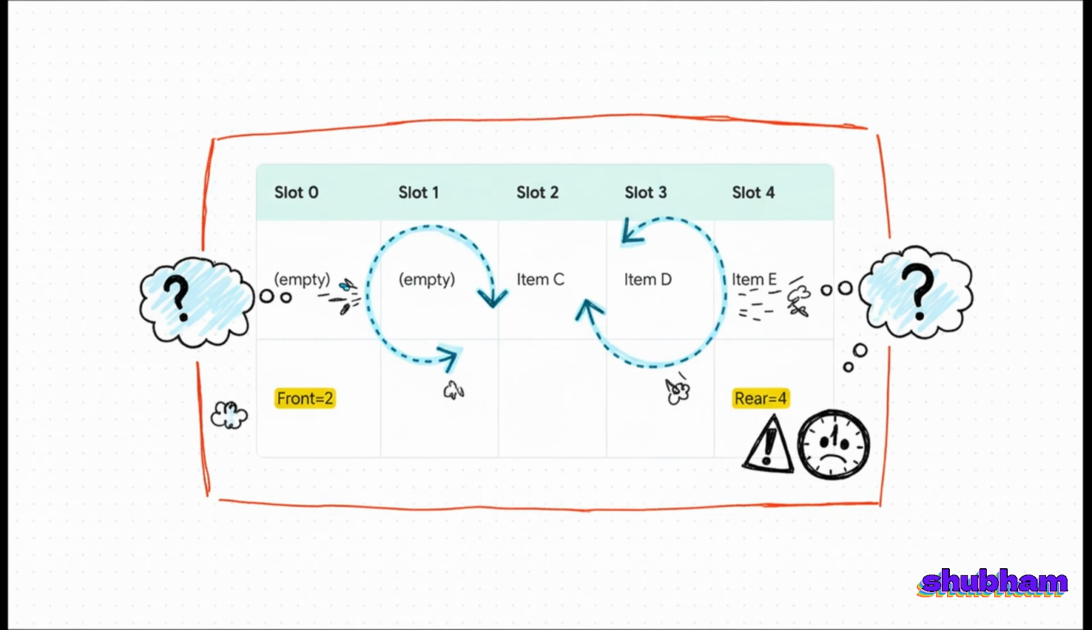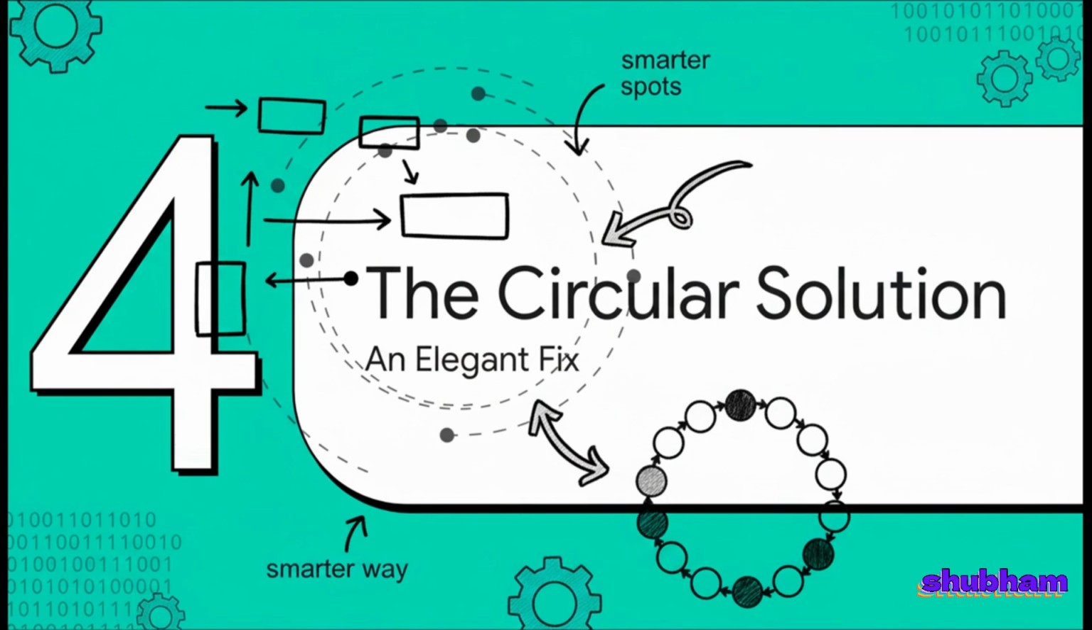This slide shows the problem perfectly. So as you can see, we already processed items A and B, so our front pointer has moved up to slot number 2. But now look at the rear. It's at the very end, at slot 4. The system thinks the queue is full because the rear has hit the wall, it can't move any further. But look, slots 0 and 1 are totally empty. This isn't just a weird quirk, it's a huge waste of resources. That's memory just sitting there completely unused. So clearly, we need a smarter way to use those empty spots at the beginning of the line.